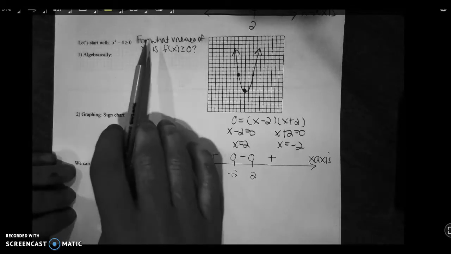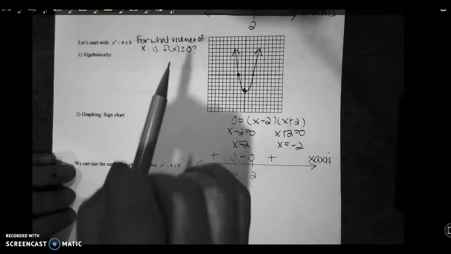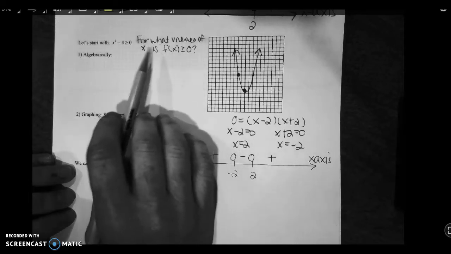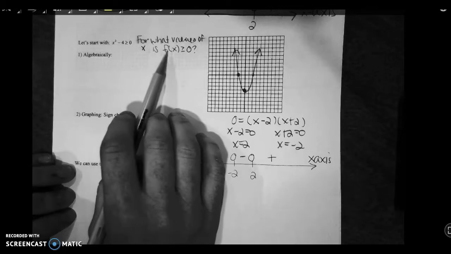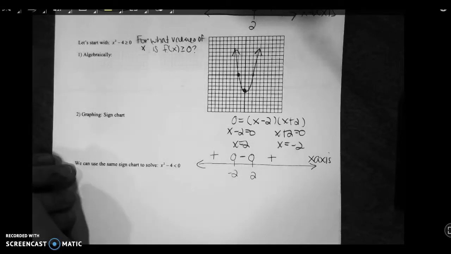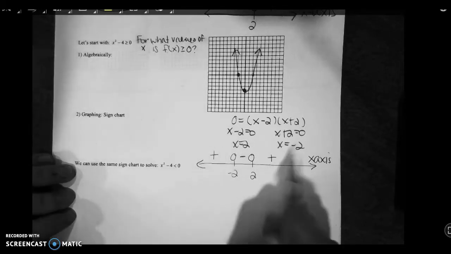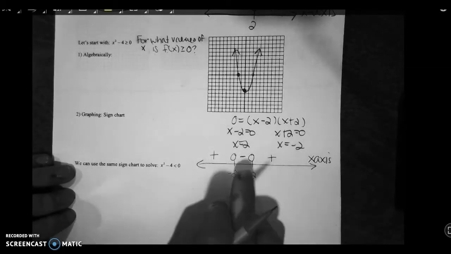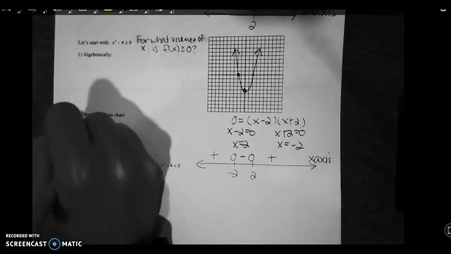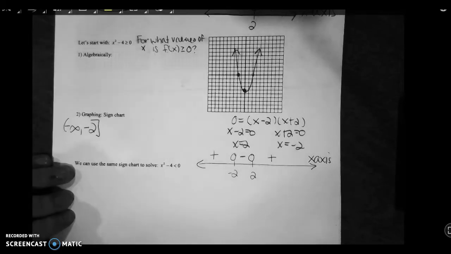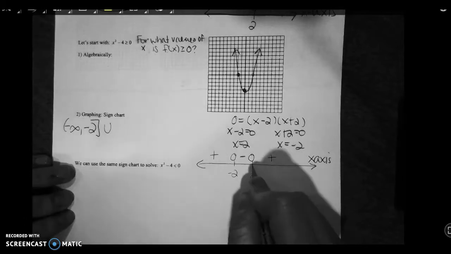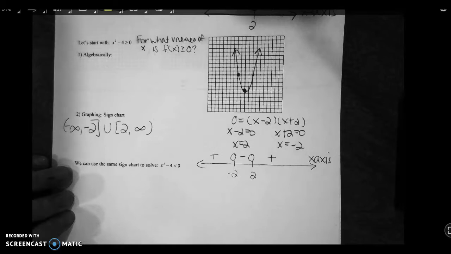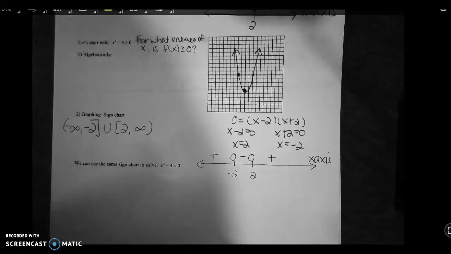And I've already written here that we're looking for what values of x is the function greater than or equal to 0. Or you could say, for what values of x are the y values greater than or equal to 0. So we're looking for where are these positive or 0. So I'm going to write this as an interval. I've got -infinity to -2, and -2 here is inclusive because it's also equal to. And then union, and it picks back up being positive from 2 to infinity. So there's our solution set. That's the solution to this inequality.